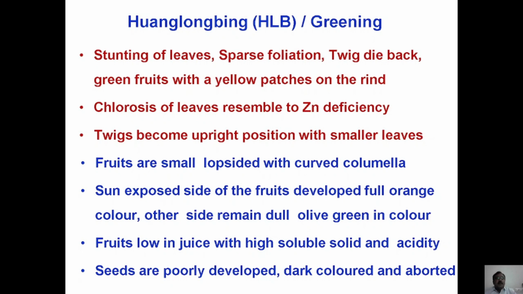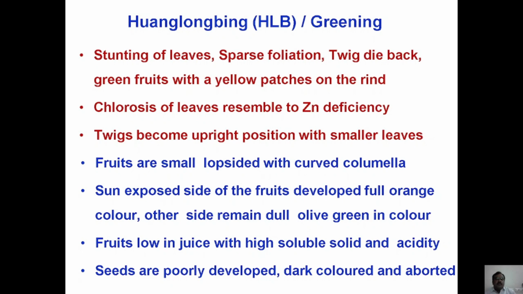In plants affected by this disease, the leaves become stunted with only sparse foliation, and dieback of the twigs is also common, and green fruits with some yellow patches are common in the affected trees. Chlorosis of leaves due to this disease resembles zinc deficiency in the normal crop. The twigs become upright in position with smaller leaves. The fruits are very small and lopsided with some curved columella, and the sun exposed side of the fruits turns fully orange in color, while the unexposed area remains green in color.